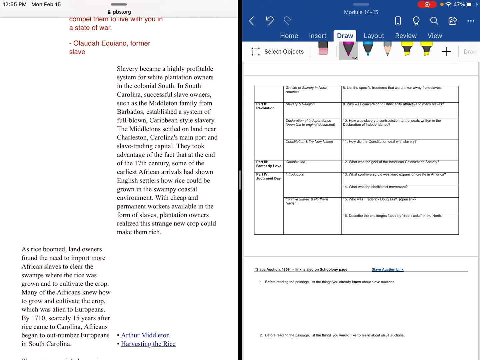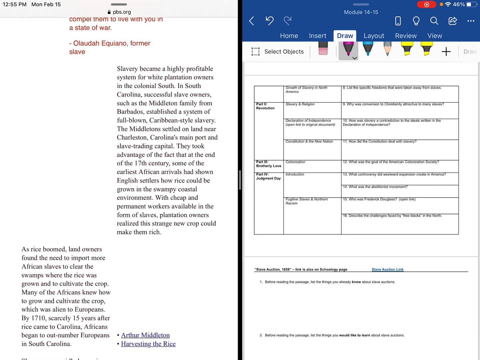Slavery became a highly profitable system for white plantation owners in the colonial South. In South Carolina, successful slave owners, such as the Middleton family from Barbados, established a system of full-blown Caribbean-style slavery. The Middletons settled on land near Charleston, Carolina's main port and slave trading capital. They took advantage of the fact that at the end of the 17th century, some of the earliest African arrivals had shown English settlers how rice could be grown in the swampy coastal environment.